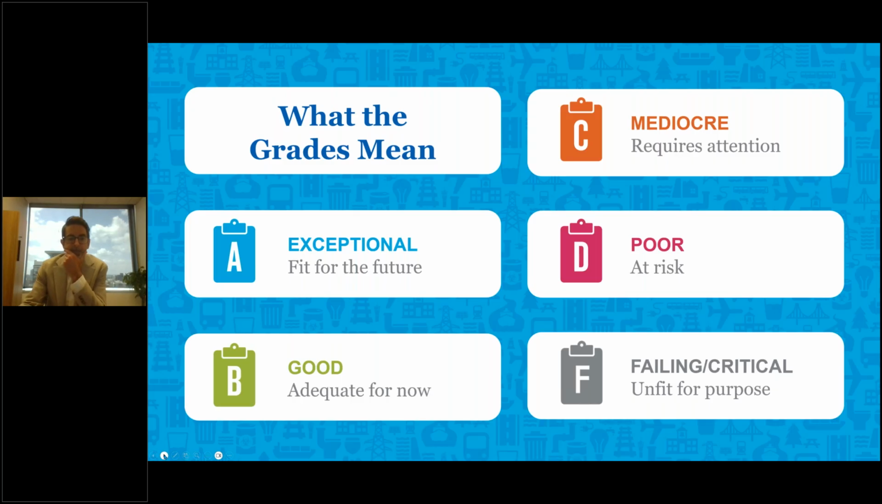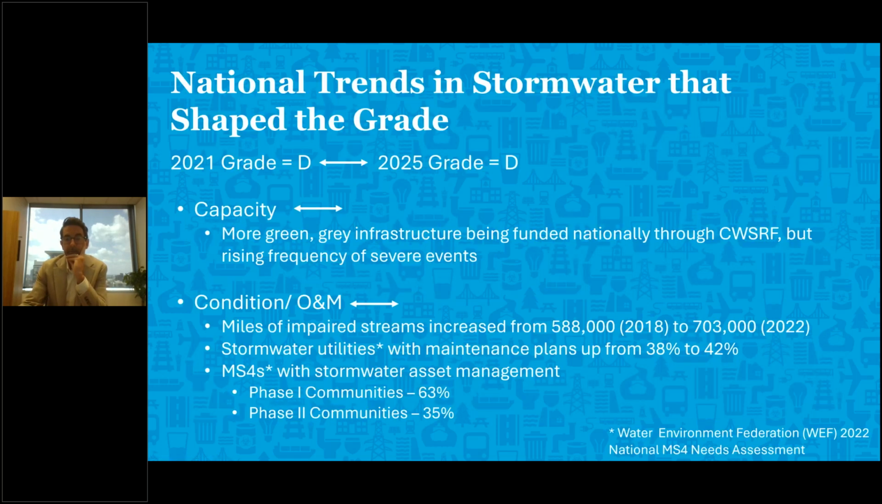All right. So some of you may recall, the stormwater category was first added in 2021 and was given a D grade, which remains the same in 2025. Big thanks to WEF that partnered with us early on to produce the data that allowed us to develop this first stormwater grade back in 2021. And I'll be citing some of their data here.